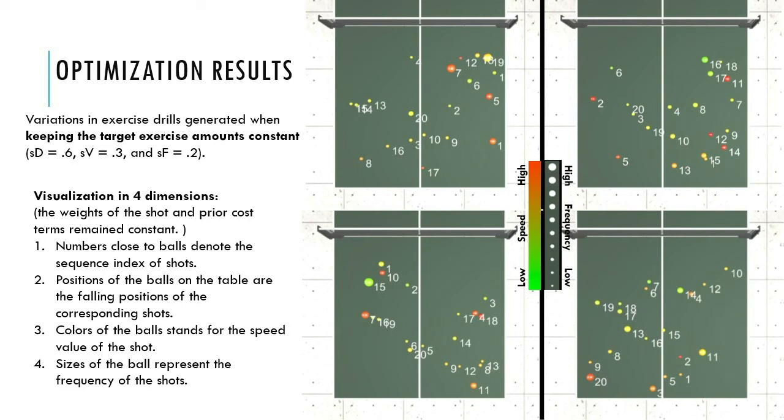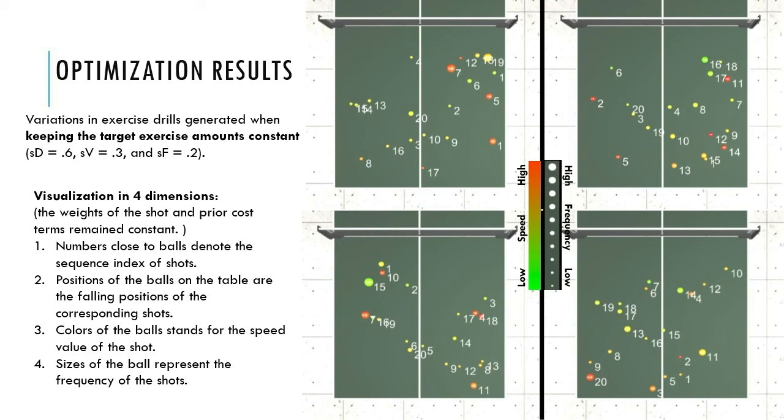The first dimension is the numbers close to the balls, which denote the sequence index of the shots. 1 stands for this ball is the first shot, and 2 stands for the second. Here we previously set the exercise drill to contain 20 shots as an example. Of course, it could be easily changed in the application.